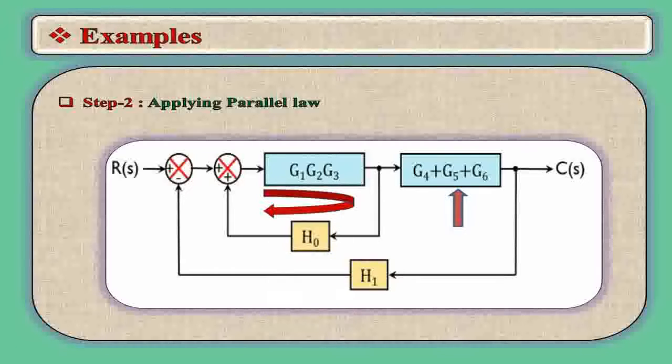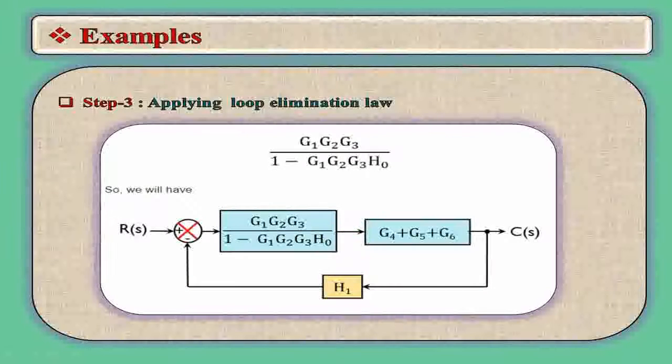Further we can see the internal closed loop system. So the step number 3, we can simplify the diagram by applying the loop elimination law according to rule number 3. Simplifying the internal closed loop system, the overall internal gain will be G1 G2 G3 divided by 1 minus G1 G2 G3 H2, where the minus sign is used for positive feedback, and we get the diagram as shown in figure.